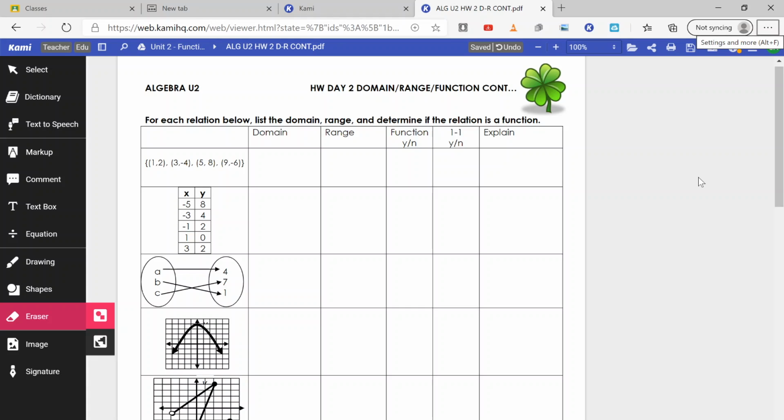With this homework, we're just going to continue looking at how to write down the domain and range, if we've got a function, if it's 1 to 1, and why it is. So I'm only going to do a couple of these problems, maybe the first few.